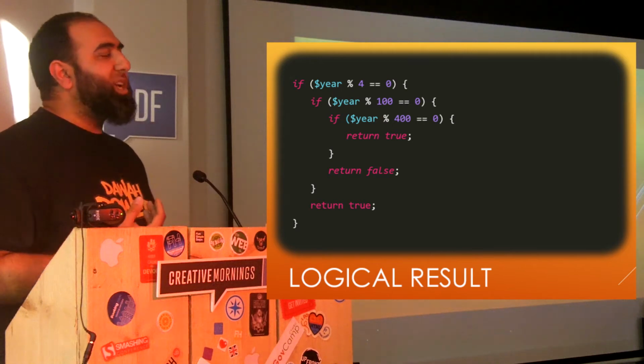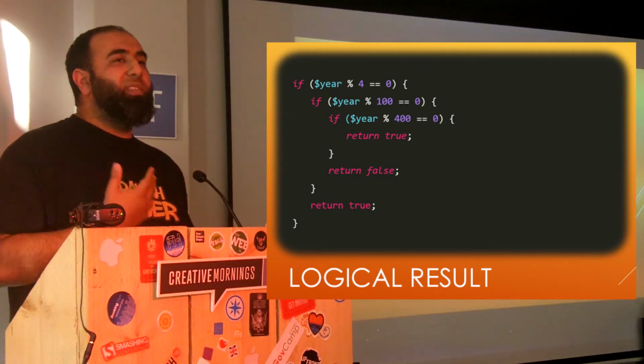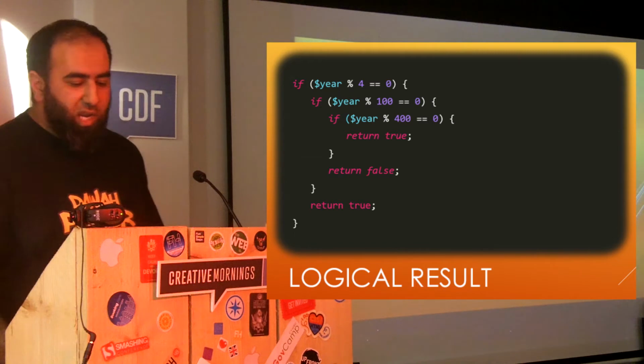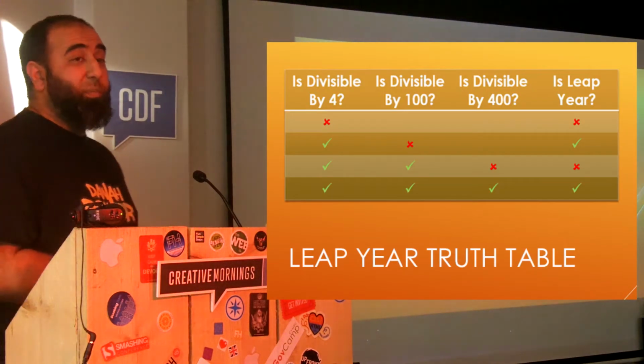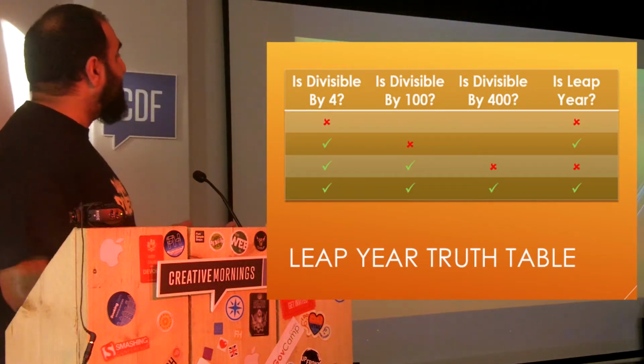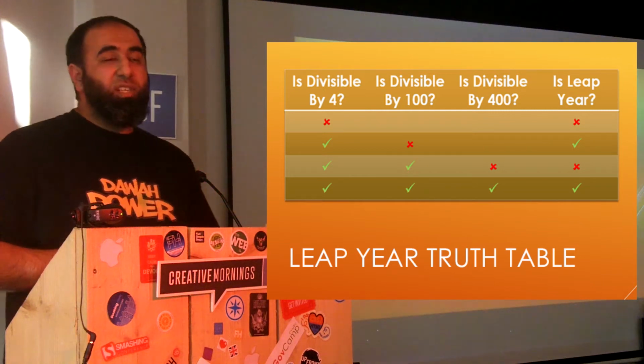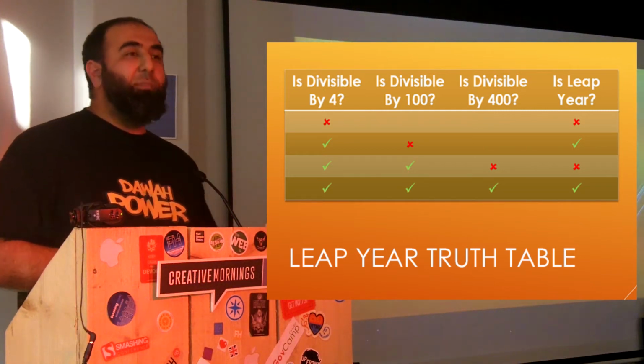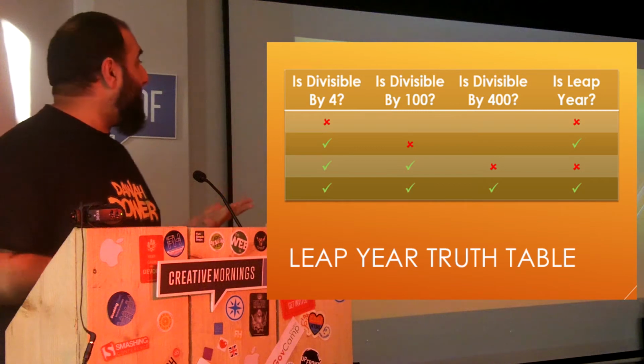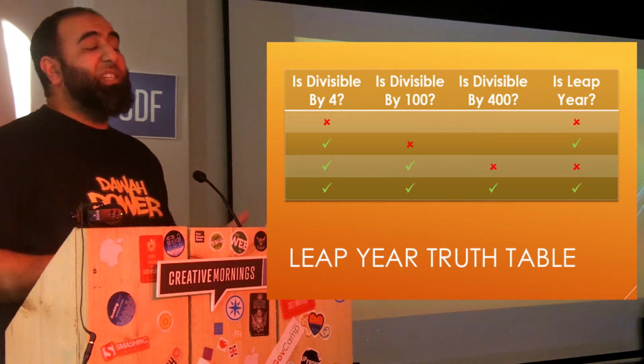The one thing that really surprised me was that none of them were aware of this simple concept of truth tables, which is literally you make a table of all of your parameters. So as I mentioned, in determining whether a year is a leap year, you need at least 3 parameters. You need at least 3 checks. Is it divisible by 4?